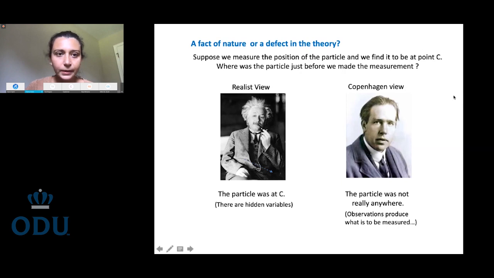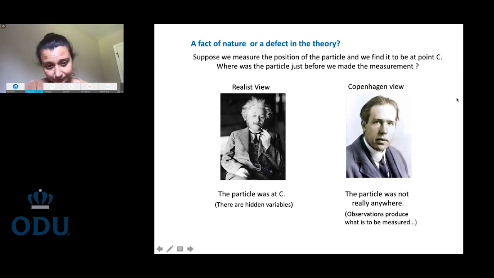Suppose we measure the position of the particle and we find it to be at a certain point C. Where was the particle just before we made the measurement? Now, two views stood out against this question. One is the realist view, also advocated by Einstein.